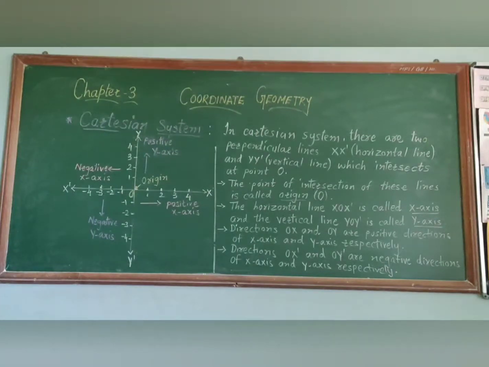Now, what is the Cartesian system? In the Cartesian system, there are two perpendicular lines. You can see in the figure here. This is the Cartesian system. There are two perpendicular lines, x dash, which is placed horizontally, and another line, y dash, which is placed vertically. These lines are perpendicular to each other, so they intersect at the point O.